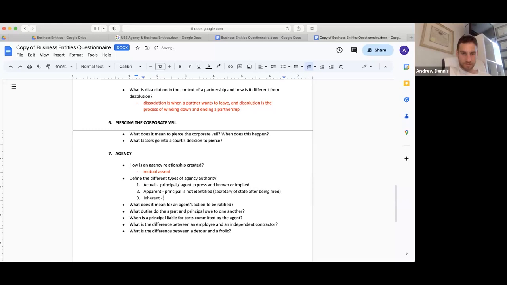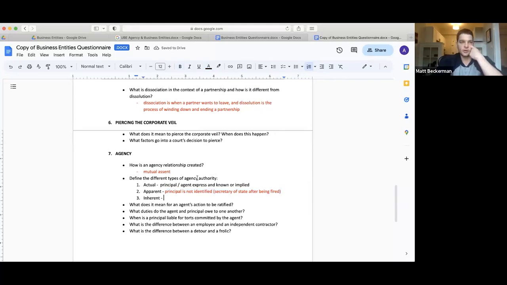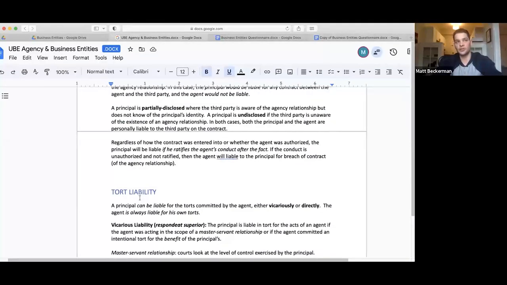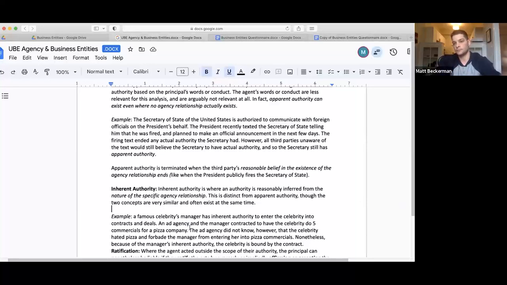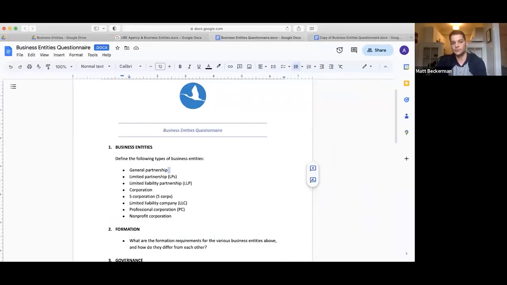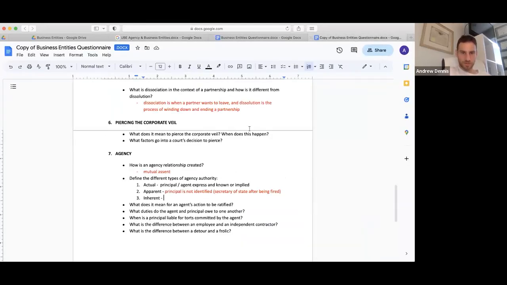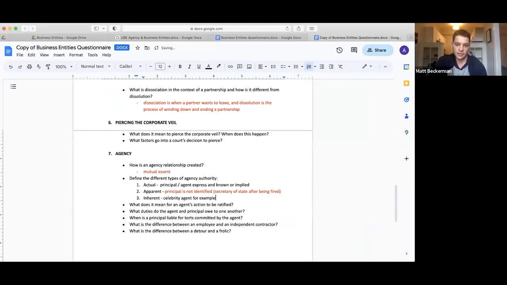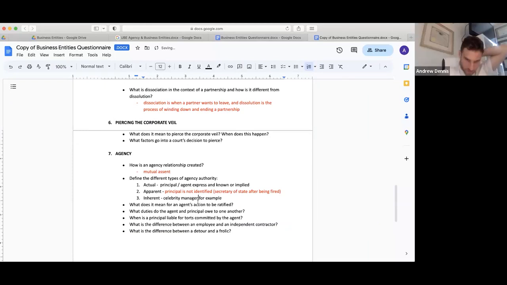And then inherent? I would just say like just being Secretary of State. Or if you're the Attorney General, people know that because you're the Attorney General, you have certain powers, even if the president never told the attorney general, oh yeah, you can prosecute cases. I like the celebrity agent. That was a good example. I think I said celebrity manager just to not use the word agent, but I don't know. Oh. Managers and agents are different. I feel like no one ever knows. All right. No, that's all good.